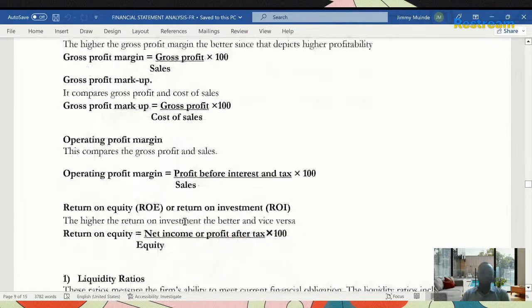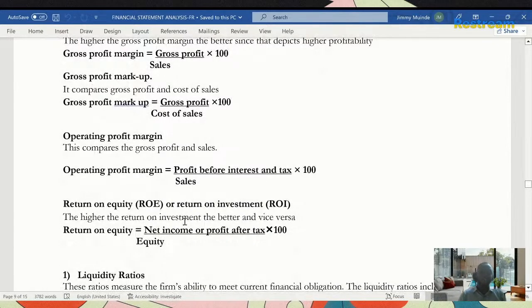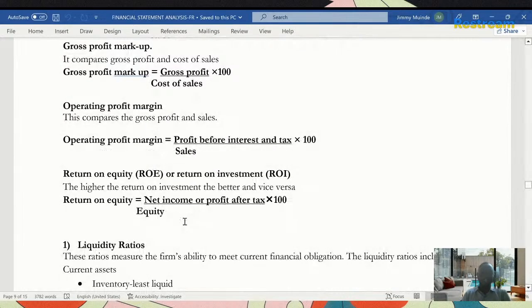Then we also have operating profit margin, which checks the profit before interest and tax against sales. The moment you hear margin, margin is out of sales. And the operating profit is usually profit which is not adjusted for interest, which is the finance cost, and the taxes for that particular period. We also have return on equity, which is basically given by the net income, which is the profit after tax, out of the equity. That means this is a comparison of equity resources.